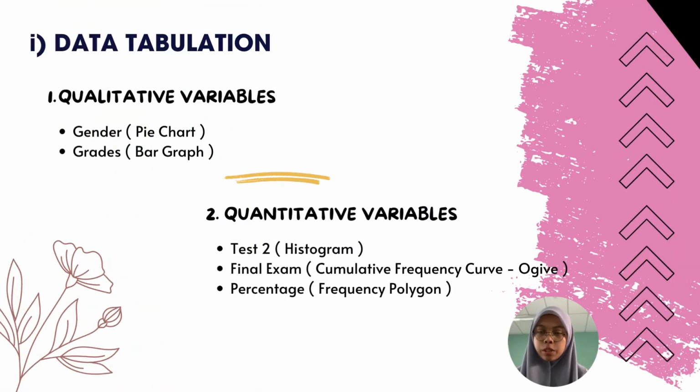For our data tabulation, for our qualitative variables, we use gender for the pie chart and grades for the bar graph. Next, for our quantitative variables, we use a histogram for test 2, a cumulative frequency curve or ogive for the final, and a frequency polygon for percentage.